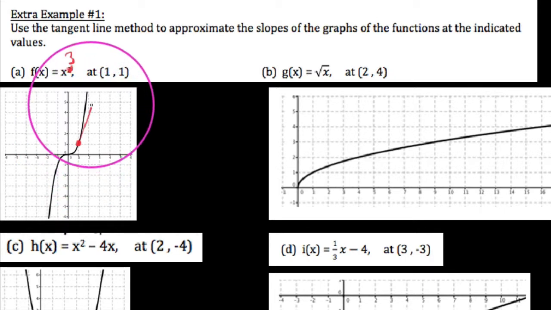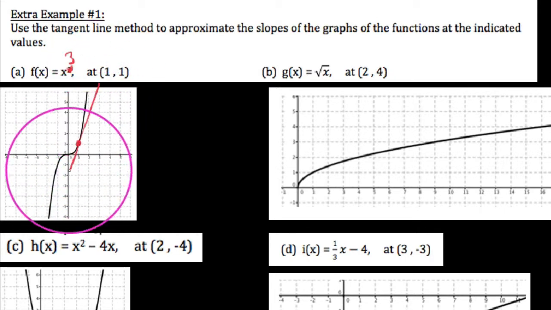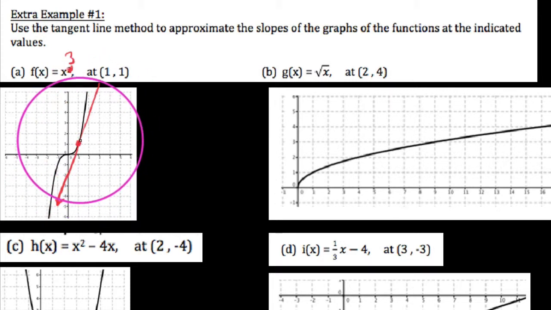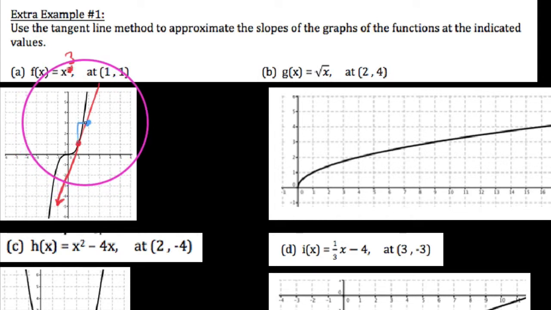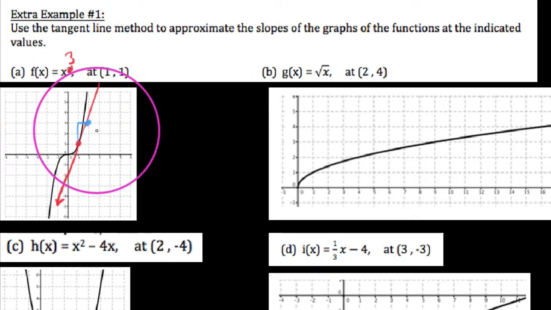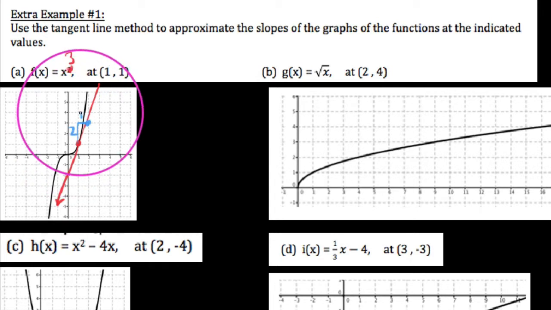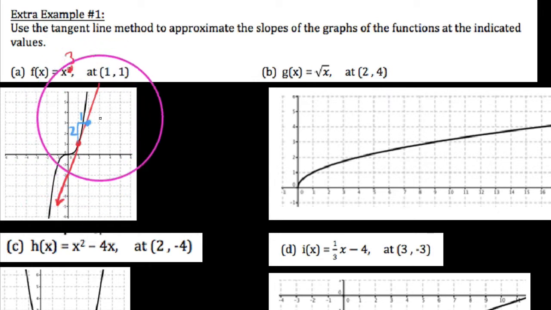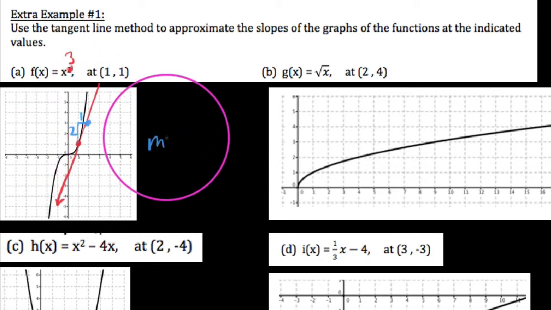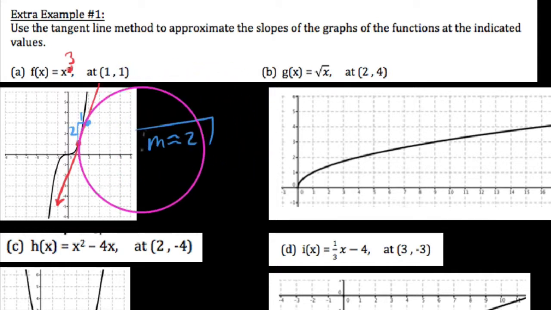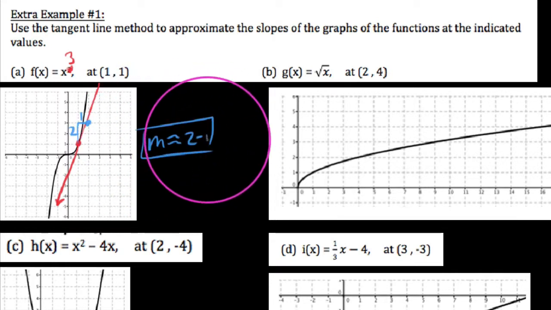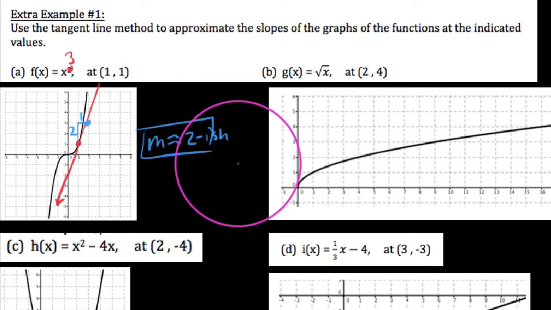So to the best of my ability, I'm going to draw in a tangent line. And this is me just kind of approximating and saying, look, can we come up with an approximate slope? And I notice that it almost goes to this point right here. So just like our squaring function, our cubing function here looks like it rises 2, runs 1. So at the point (1, 1), according to this tangent line, we could say the slope is approximately 2. And this is okay. I wanted to get an approximation, so 2-ish.